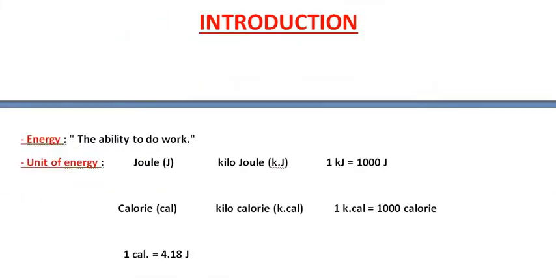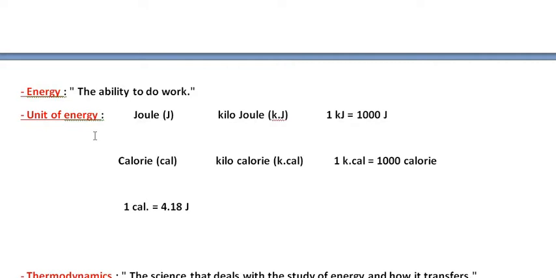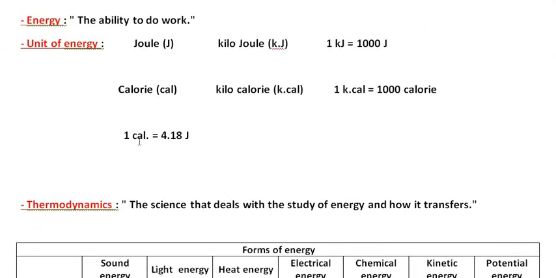You know that everyone can do work. We say that this person has an energy. So the energy is the ability to do work. Energy has units as joule, kilojoule, and 1 kilojoule equals 1000 joule. There is also another unit for energy, calorie and kilocalorie. 1 kilocalorie equals 1000 calorie. And the relation between calorie and joule is that 1 calorie equals 4.18 joule, which means that the calorie is a greater unit than joule.